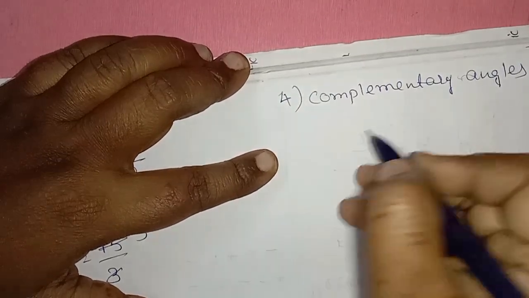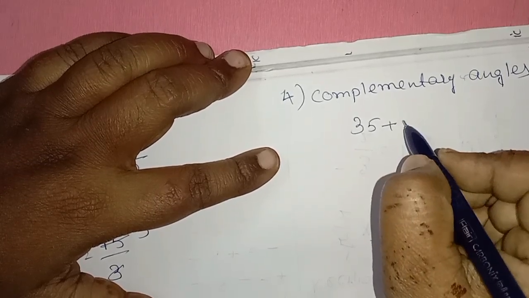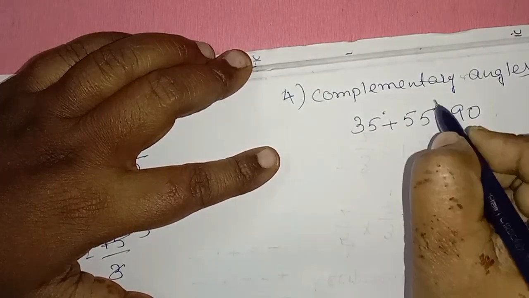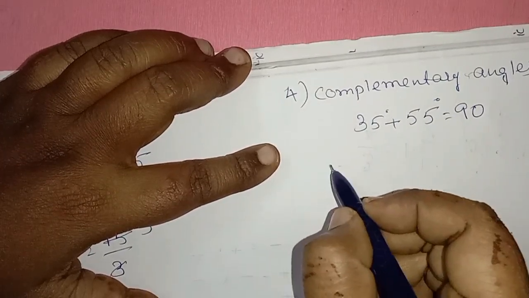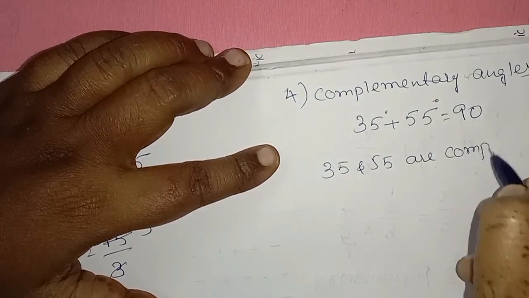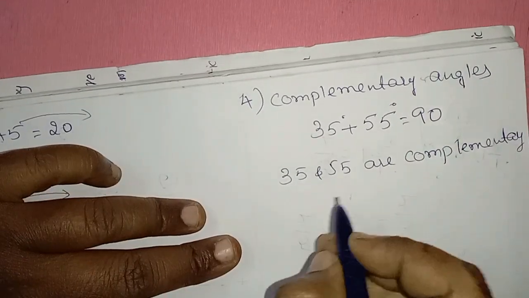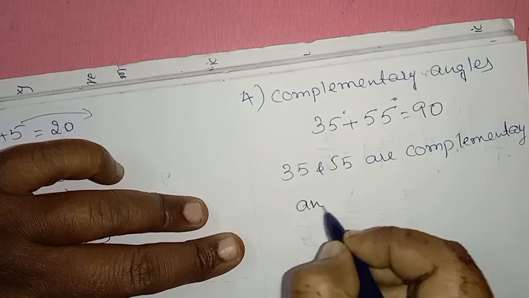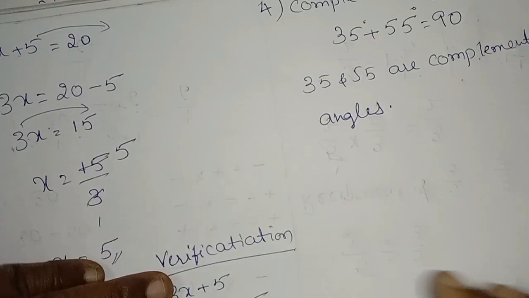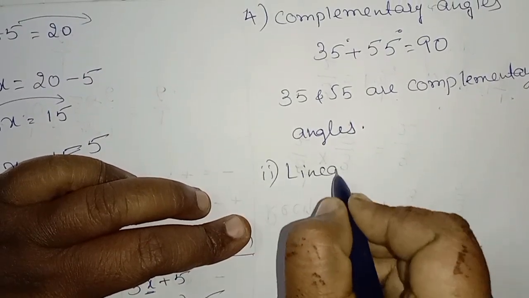Right? So you can take any number. 35, I am taking 35 plus 55 becomes 90 degrees. These two, 35 and 55, are complementary angles. Complementary angles. Okay. Next, linear pair. Next they are asking in this only, the second one, linear pair.